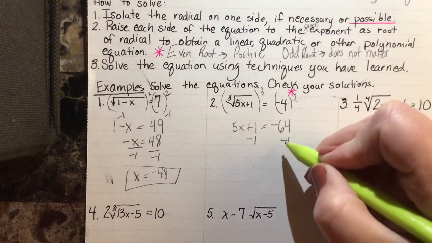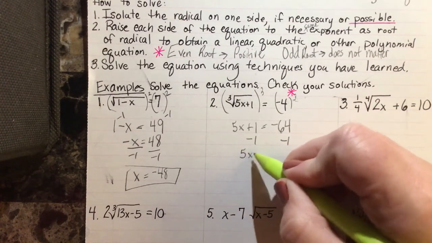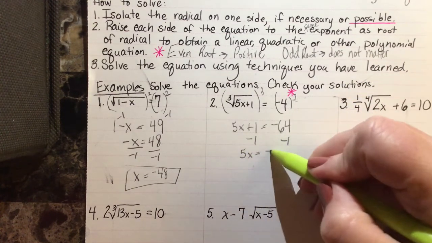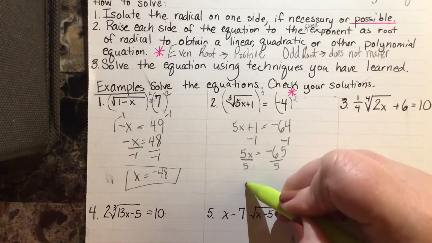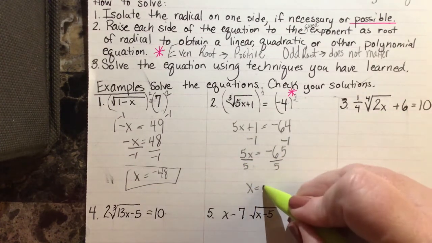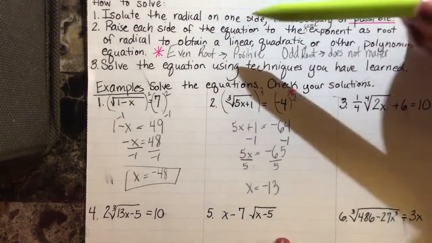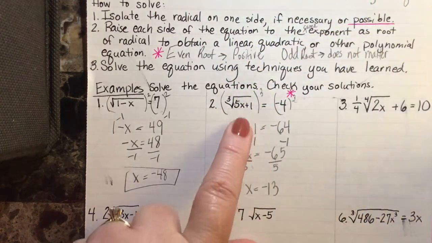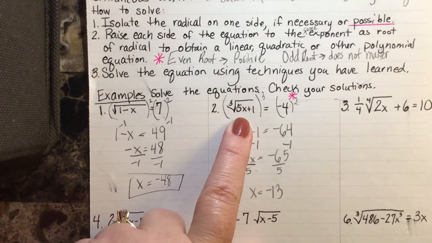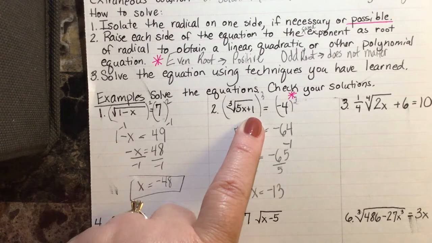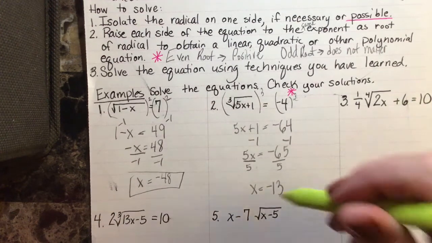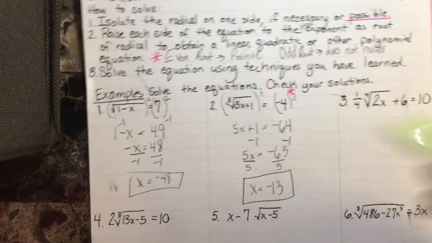I'm going to subtract 1 from both sides. I'll have 5x equals negative 65. Divide by 5. X will be negative 13. Let's check it to make sure. 5 times negative 13 is negative 65. Negative 65 plus 1 is negative 64. And the cube root of negative 64 is negative 4. So that is my answer.